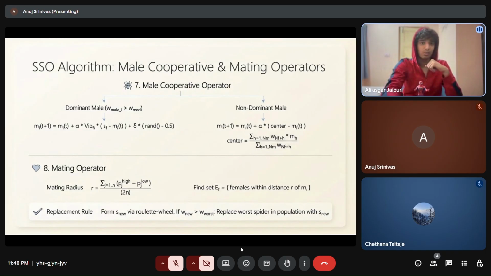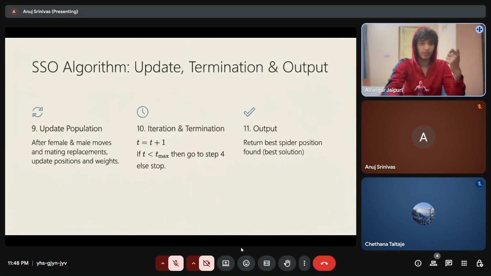Now, moving on to the next slide, we'll see the update, termination, and output formula. Finally, the population is updated after all the movements and mating steps. Then the iteration counter increases, and if the maximum iteration hasn't been reached, the algorithm loops again. Once completed, the best spider's position is returned as the optimal solution.